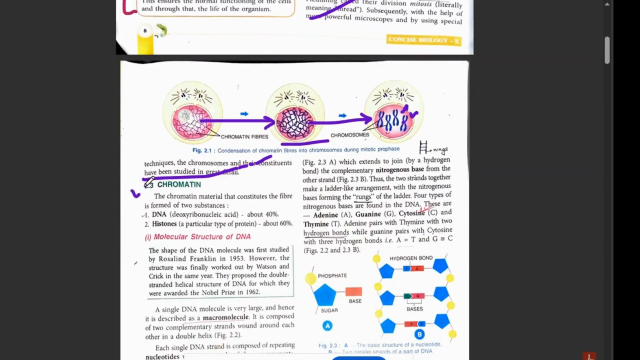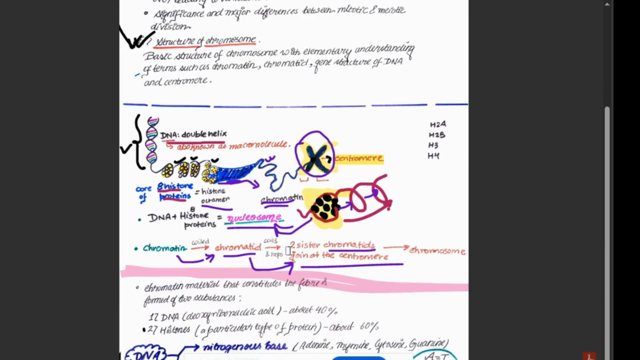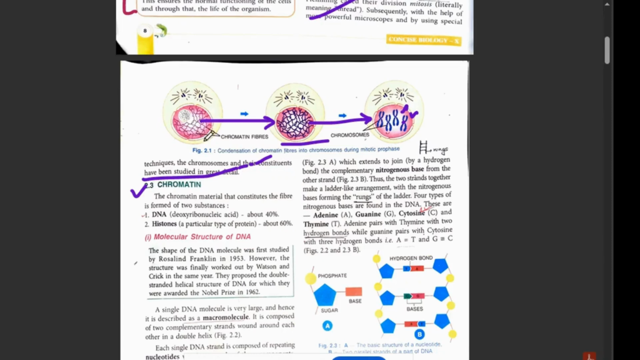Moving on to chromatin. Chromatin means this thread-like structure. This thread-like structure is known as chromatin. Now see, what is chromatin made of? Chromatin is made of DNA and histones. DNA and histones together form nucleosome, which further gets coiled into chromatid. Got to know how the flow was.